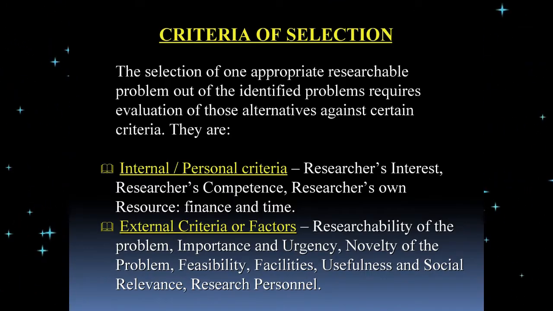Criteria of selection. The selection of one appropriate researchable problem out of the identified problems requires evaluation of those alternatives against certain criteria. They are: internal, personal criteria: researcher's interest, researcher's competence, researcher's own resources, finance and time. External criteria or factors: researchability of the problem, importance and urgency, novelty of the problem, feasibility, facilities, usefulness and social relevance, research personnel.